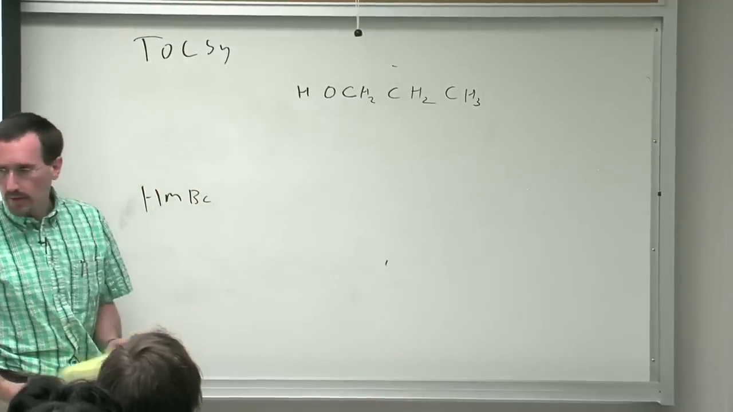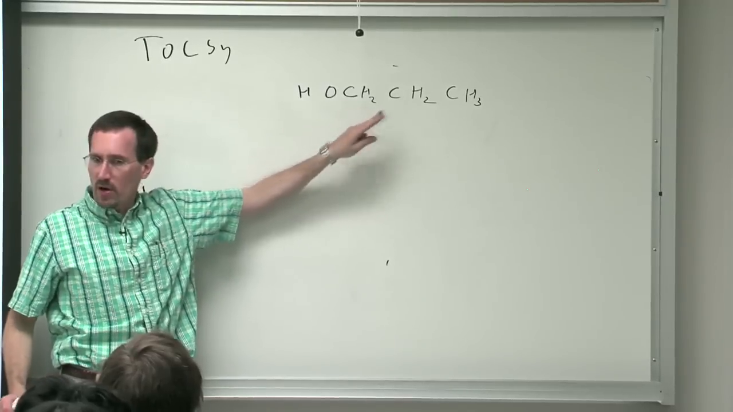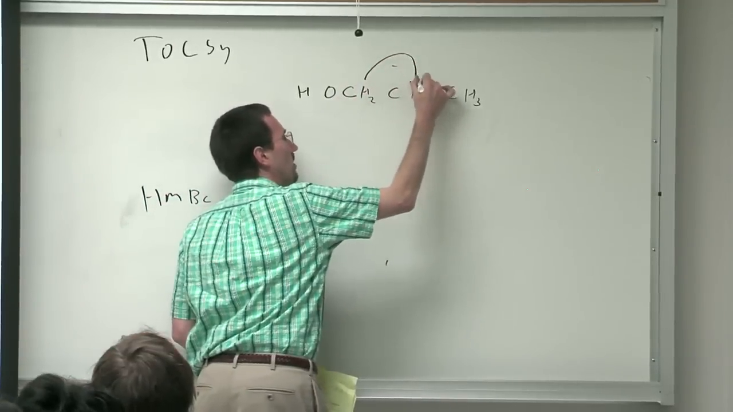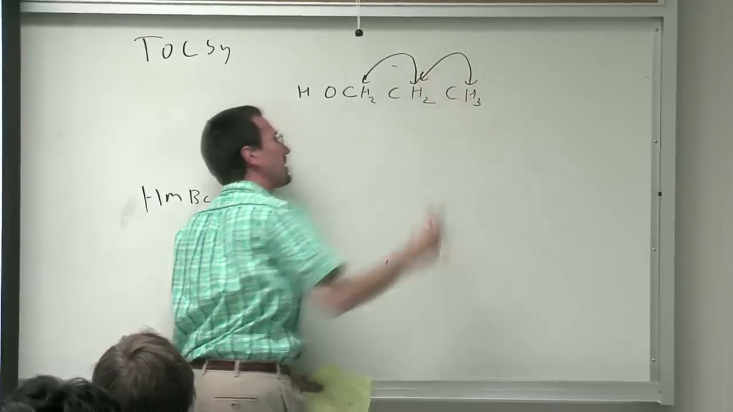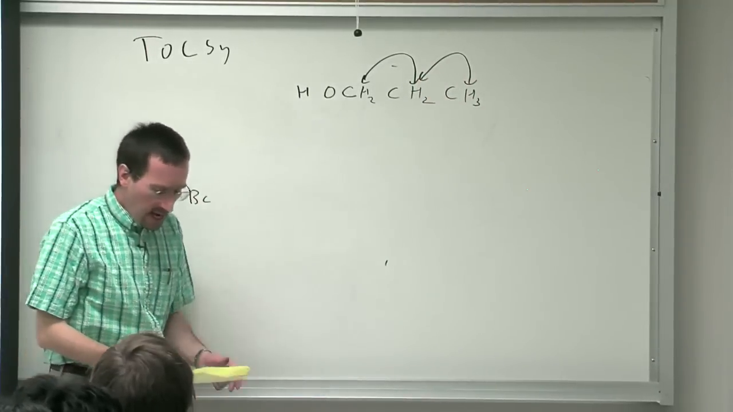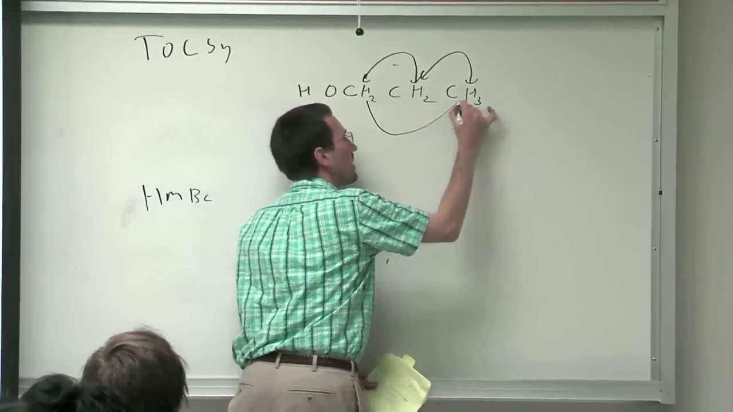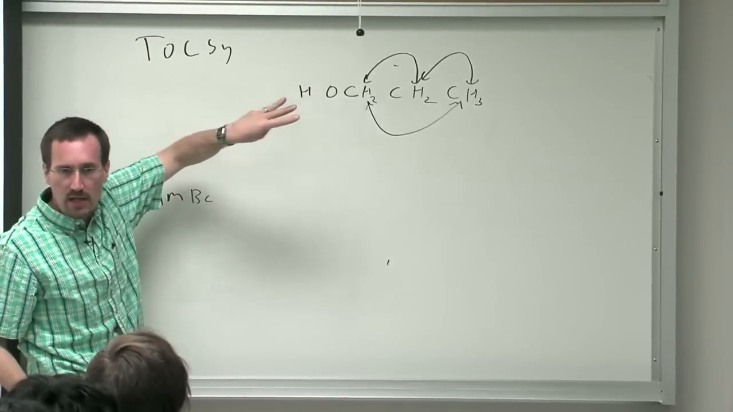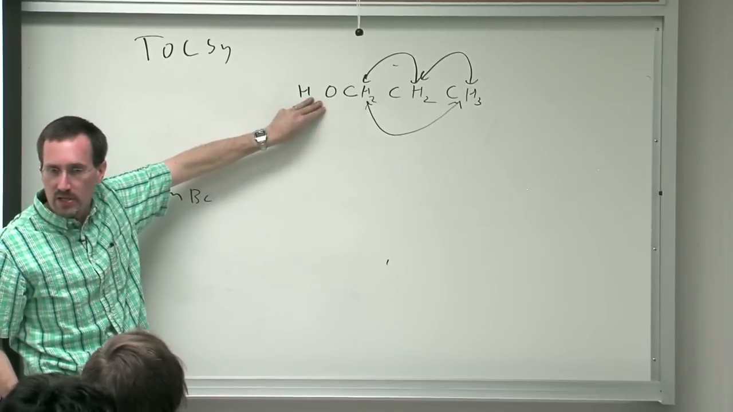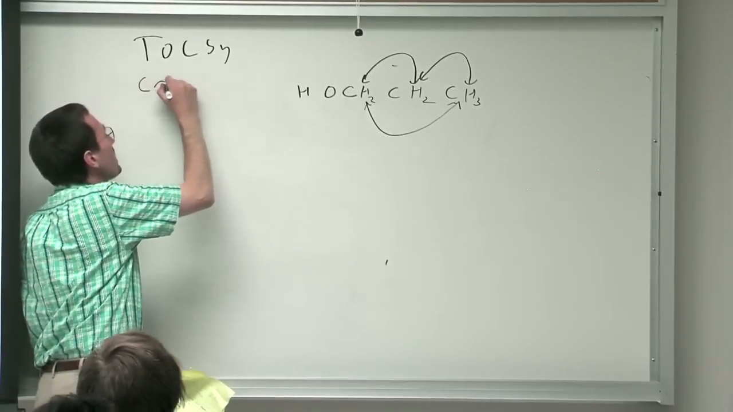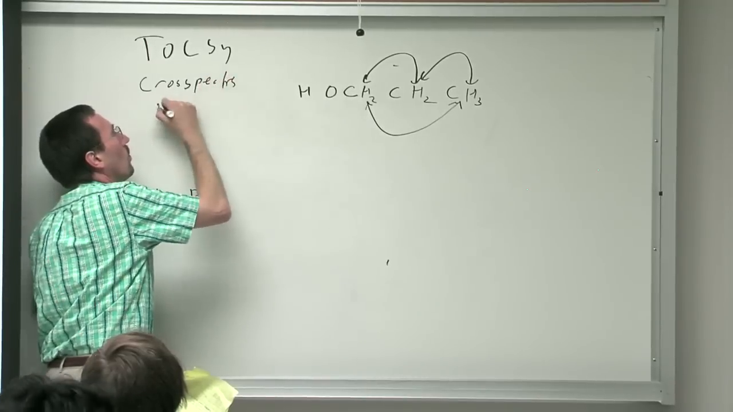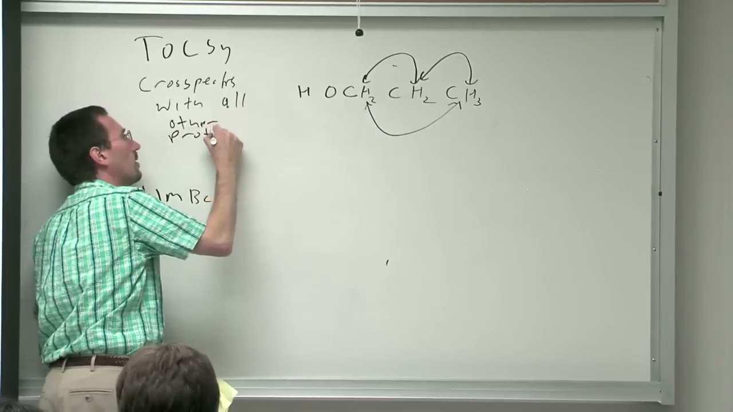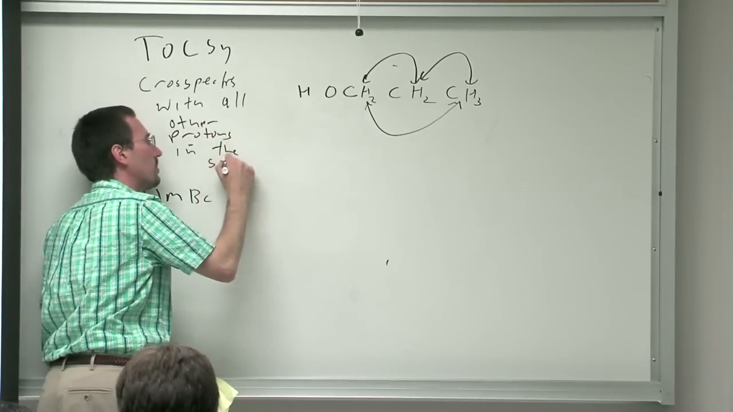in a TOCSY spectrum, you still get all the cross peaks of the COSY, but now you get new cross peaks. So we get this cross peak here, and we get the cross peak corresponding to this coupling here. But in the TOCSY spectrum, what you also get is a cross peak between these two protons. You don't get a cross peak with this OH if it's exchanging, because if it's exchanging, it's not part of the spin system. But what you get is cross peaks with all other protons in the spin system.